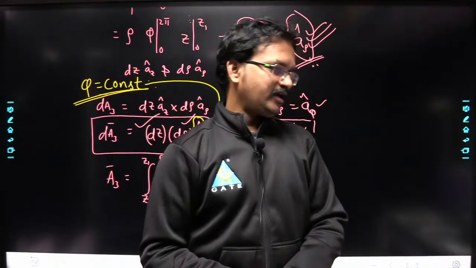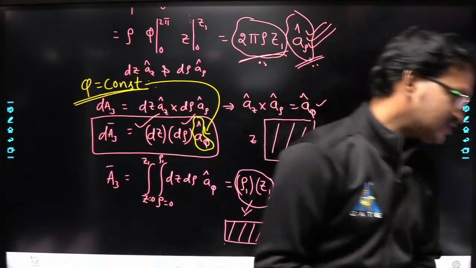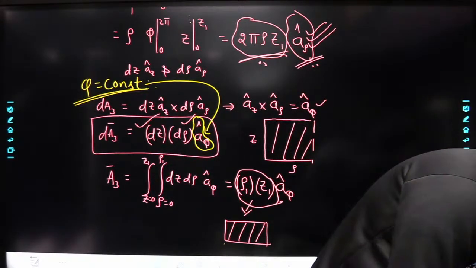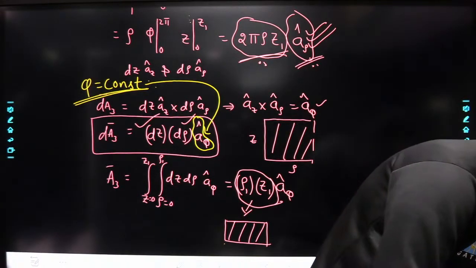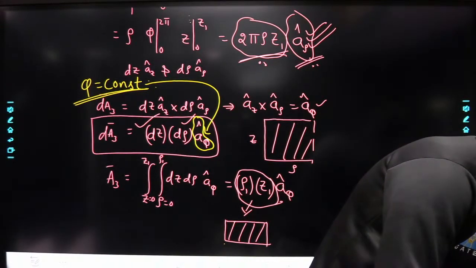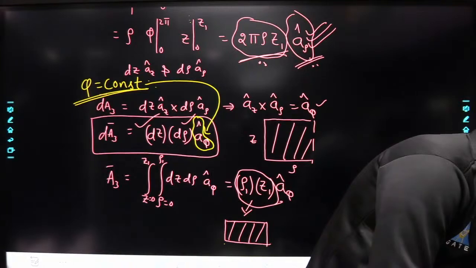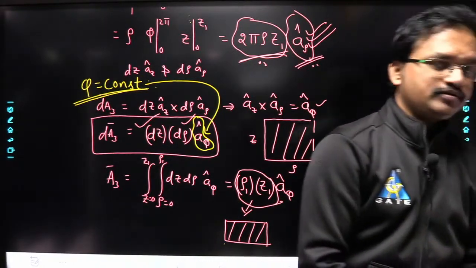Is it clear up till now? Tell me, respond here. Yes, very good. All the three are circle, cylinder and rectangle. Very good.